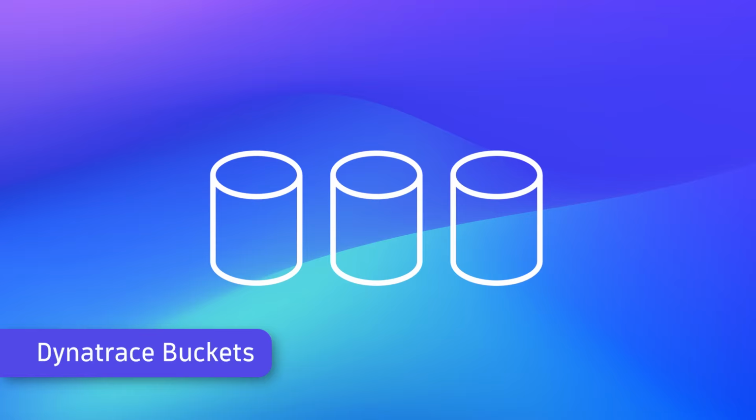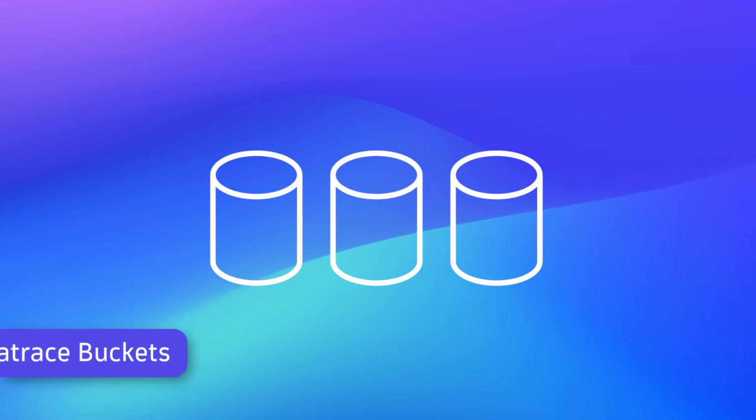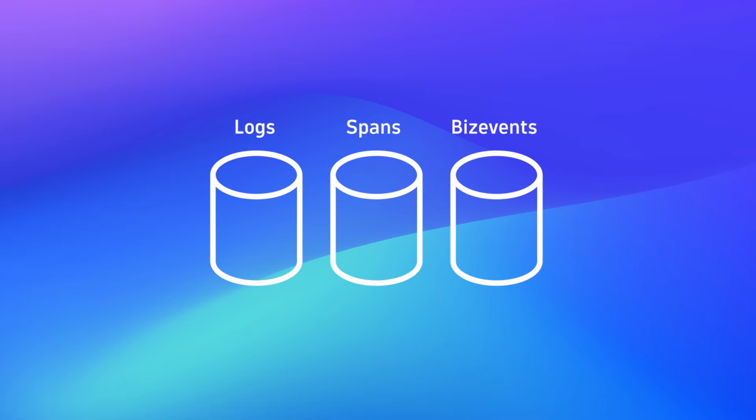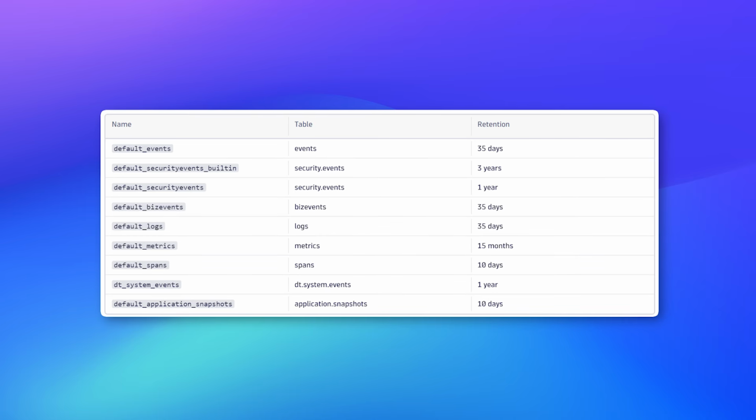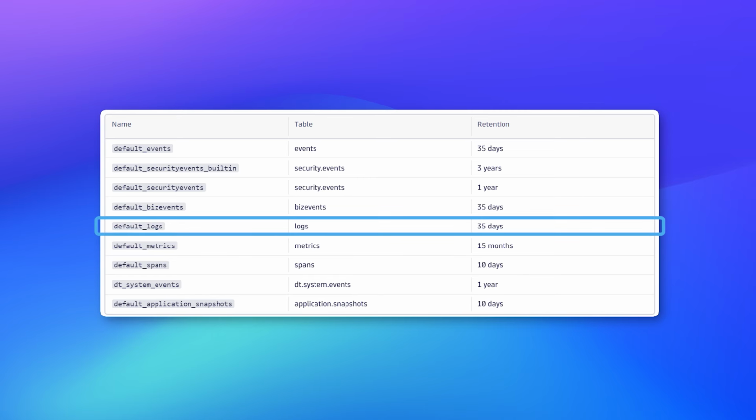All data in Grail is stored in buckets, and data can only be stored in a single bucket, meaning if I send a log line in, it gets stored in one bucket and one bucket only. Each bucket has a defined data type, for example, logs, and there are a number of default buckets for different data types, so that on day one out of the box, you don't need to do anything. By default, data will be stored in these default buckets, and each bucket has a predefined retention period for the data that lives in it. In other words, without doing anything at all, logs, for example, are going to be stored in the default _logs bucket, and they'll be stored by default for 35 days.